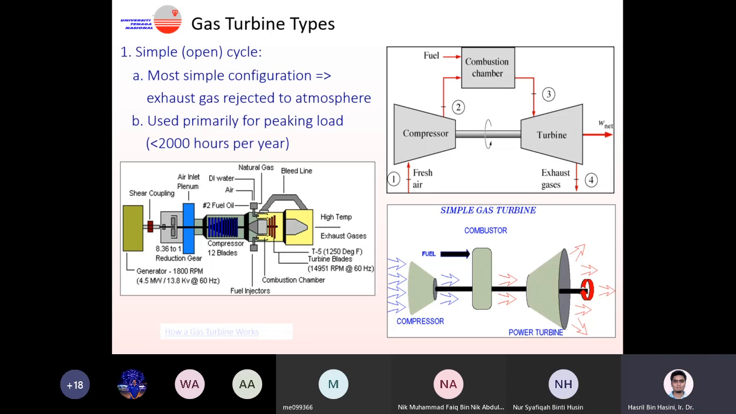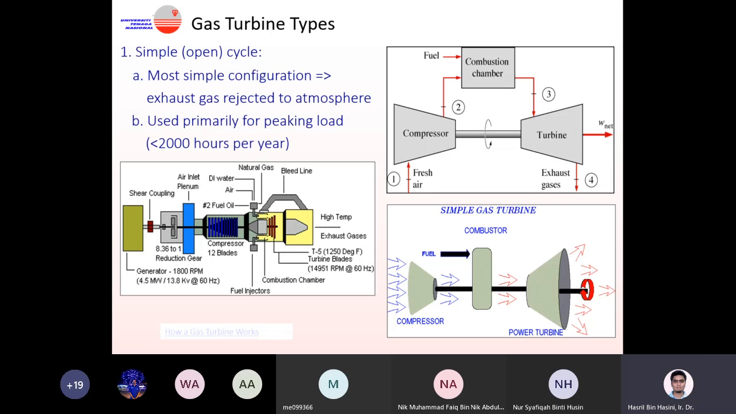Okay, and for an open cycle, we usually adopt the plant only during the peaking load. If you look at the peaking load requirement in Malaysia, the total hours they use is less than 2,000 hours per year. So per day, they only use the gas turbine for a few hours, just for topping up the requirement during the peak load. Okay, so this is open cycle.